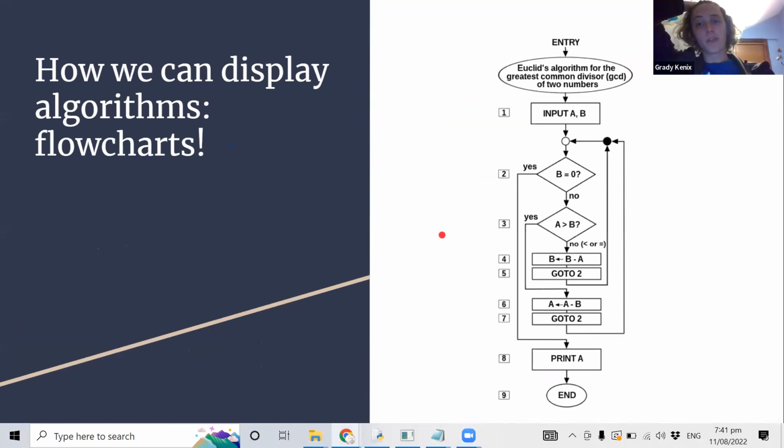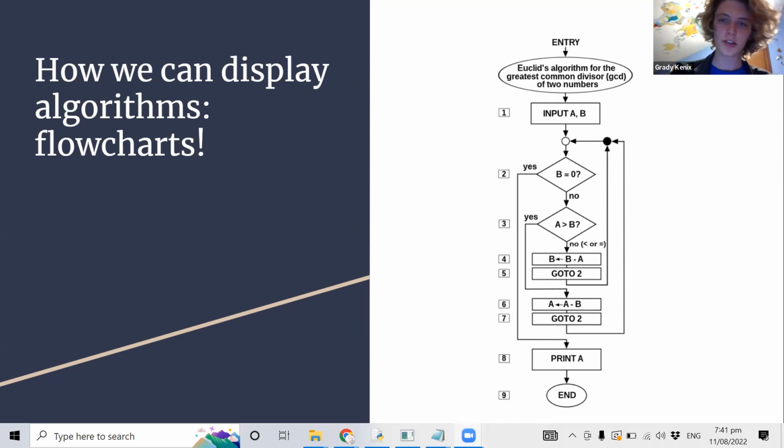So one question, though, is how can we display these algorithms? One way you can do it is a flowchart. Who's seen a flowchart before? Probably a lot of people, right? They're pretty ubiquitous. You see them all the time in graphics and stuff like that.